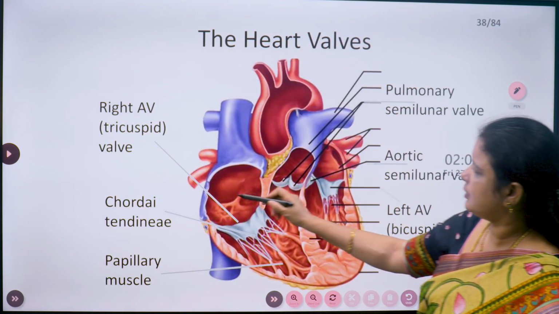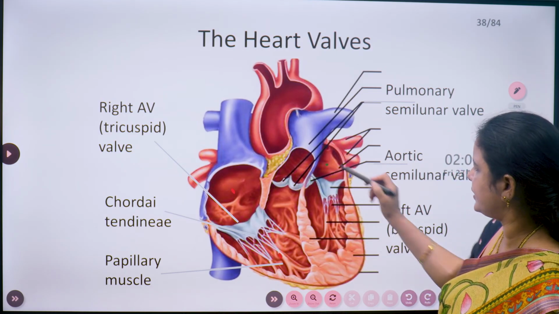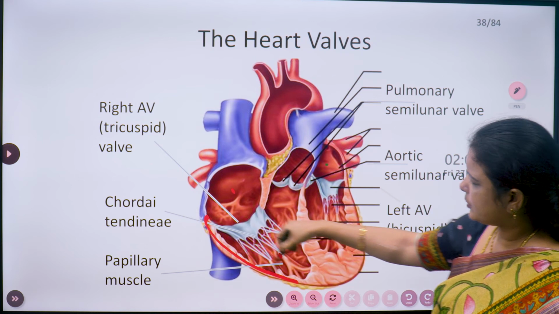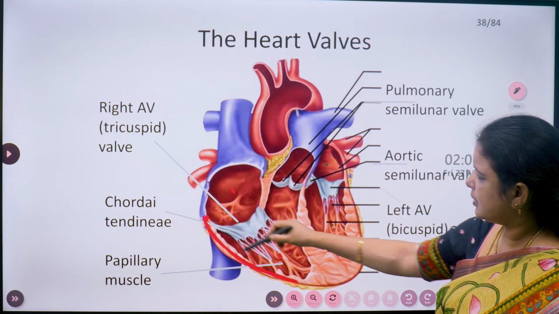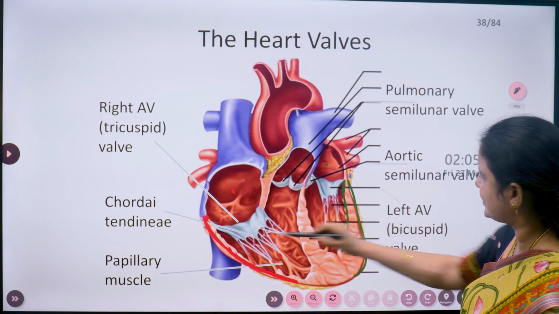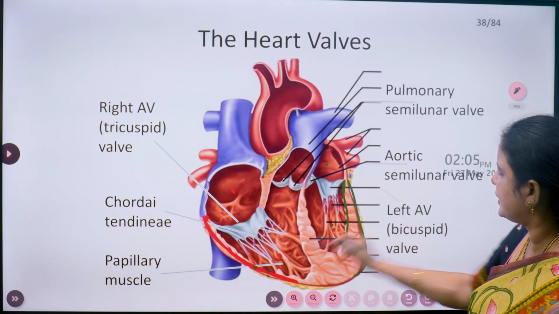So you can see the right atrium, right ventricle, left atrium, left ventricle. Here you can clearly see the right ventricular wall is thin compared to the left ventricle. The left ventricle is 3 times thicker than the right ventricle.